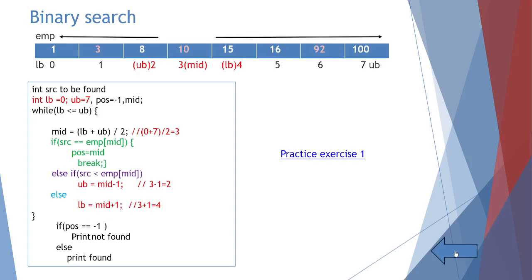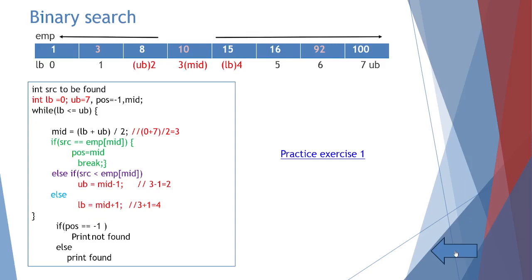So, length minus 1. Now, position not found is -1. Why? Because our index starts from 0, so -1 means initially not found. And mid: this mid will be calculated inside the while loop. Now, while LB is less than or equal to UB, mid is equal to (LB+UB)/2. What is LB initially? 0. UB is 7. 0 plus 7 divided by 2 is 3, since 2 threes are 6. We take the quotient.